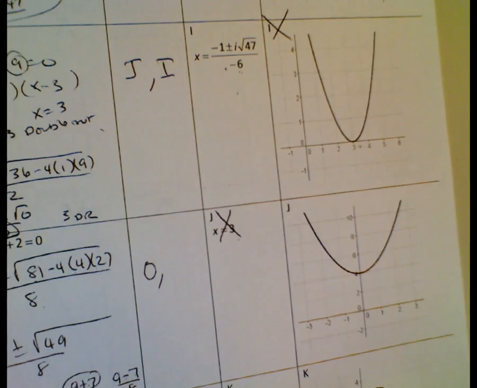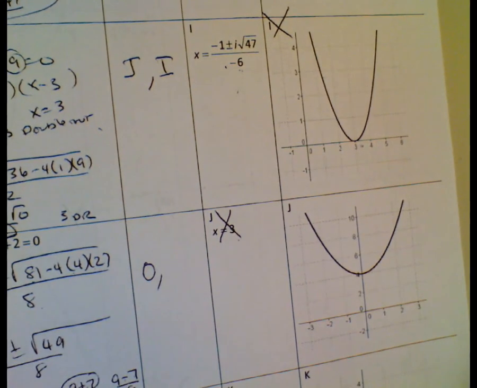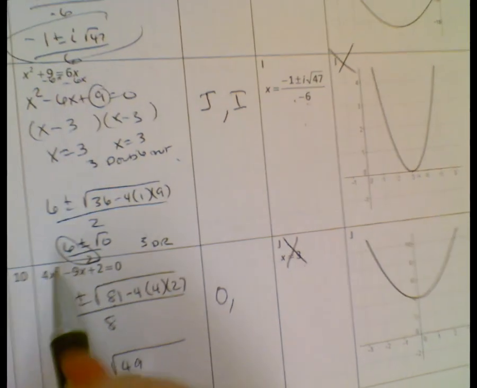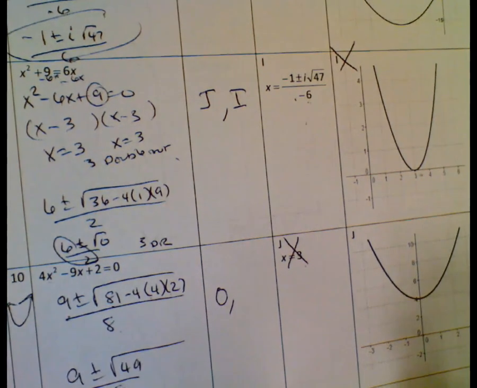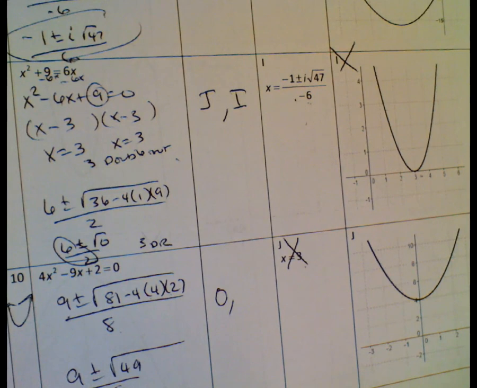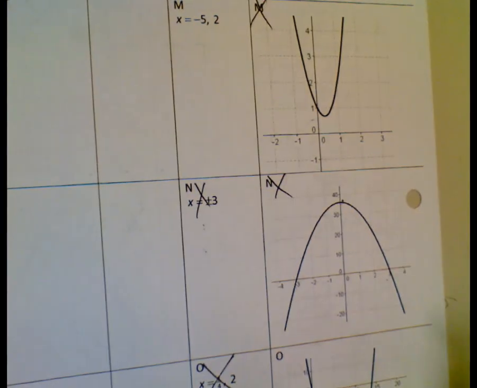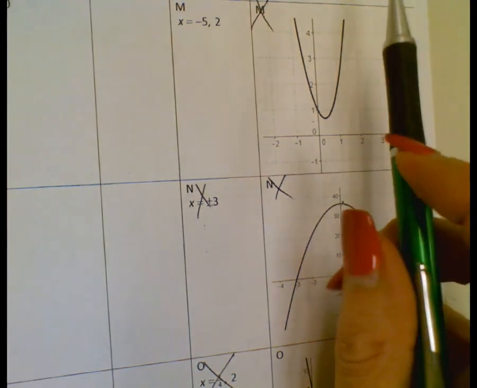And find a graph that crosses at 2 and 1/4. And let's see, it's going to go this way, and it's going to cross at 2 and 1/4. So no, no. This one crosses at 2 and 1/2, but it's upside down, so it can't be K.